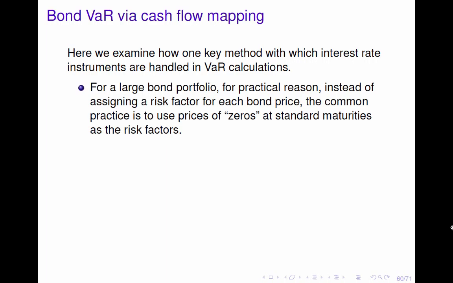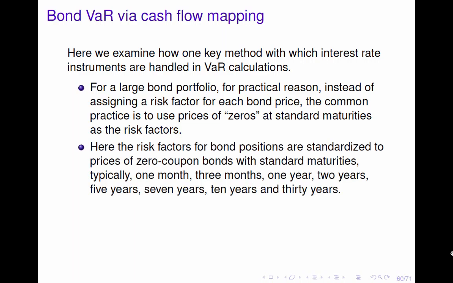For a large bond portfolio, for practical reasons, instead of assigning a risk factor for each bond price, the common practice is to use prices of zeros at standard maturities as risk factors. Here, the risk factors for bond positions are standardized to prices of zero coupon bonds with standard maturities, typically 1 month, 3 months, 1 year, 2 years, 5 years, 7 years, 10 years, and 30 years.